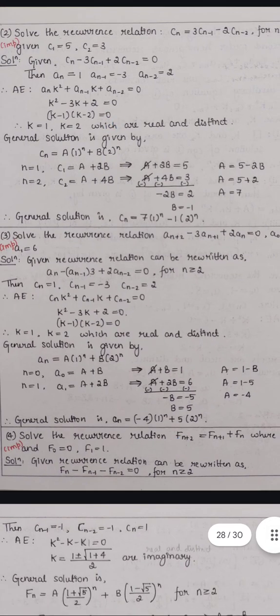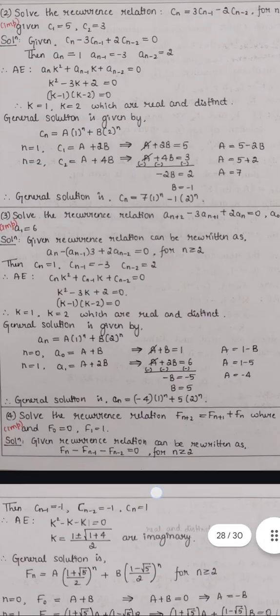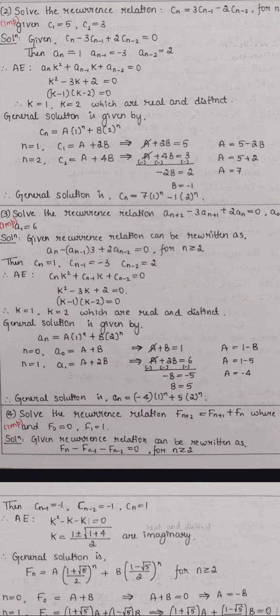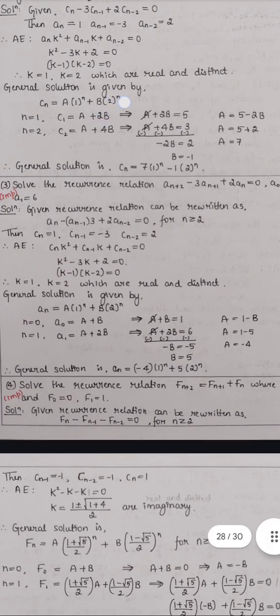The general solution is Cn equals 7 into 1 power n, that is a into 1 power n, and minus 1 into 2 power n.